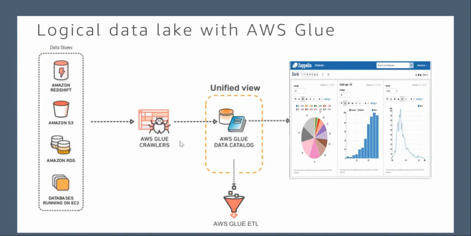Now, logical data lake with AWS Glue. What logical means is that, let's say, there could be n number of components in a data lake. What Glue consists of as a data lake: AWS Glue crawlers, AWS Glue data catalog, and AWS Glue ETL jobs. These are the three basic components from AWS Glue, which sit within the logical data lake. The diagram that you see over here, this is Apache Zeppelin.